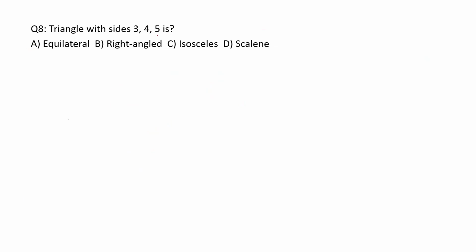Now you have to figure out what type of triangle it could be. Equilateral triangle. If you remember, equilateral triangle is the one where all sides are equal. So this is not possible. Right angled triangle. It could be a right angle triangle. So what is the property of a right angle triangle? One angle is 90 degrees and A square plus B square is equal to C square.